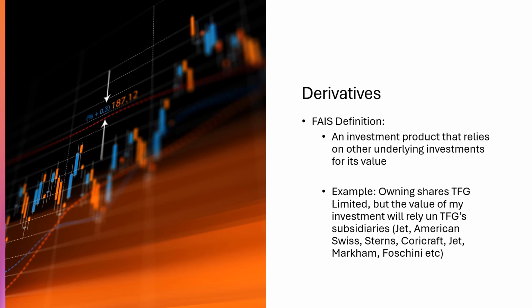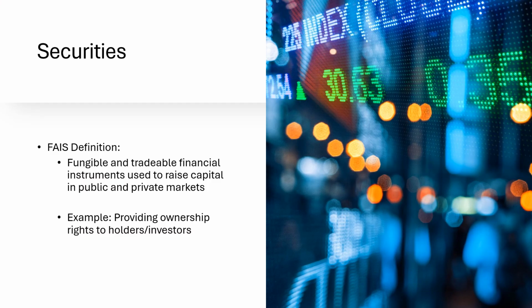Derivatives. Our FAIS definition is it's an investment product that relies on underlying investments for its value. So this is a very simple example. It can get a lot more complicated, but very plain, simple, straightforward. So if you own shares in the TFG Limited Group, the Foschini Group, the Foschini Group relies on underlying investments. So they rely on Jet and American Swiss and Stearns and Coricraft and Markham and Foschini to grow in value, to make money, so that TFG makes money. So we have underlying investments that we depend on for the value to grow.